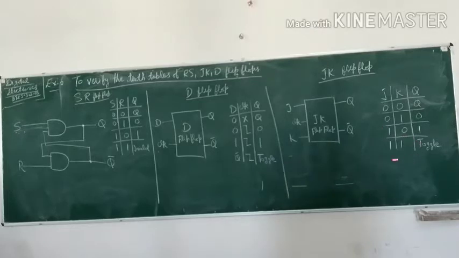And when we supply both J and K as 1, it will toggle. If it is in set state, it will change to reset state, and for reset it will invert it to the set state. So this is the phenomenon implemented over SR flip-flop, in which the invalid state is there, that is removed in this JK flip-flop. So students, now let's demonstrate it on the kit of RS, JK and D flip-flops.